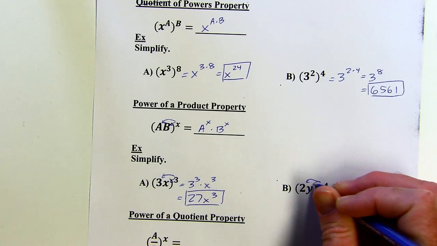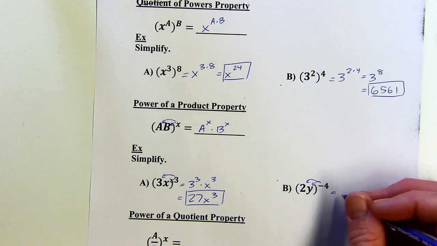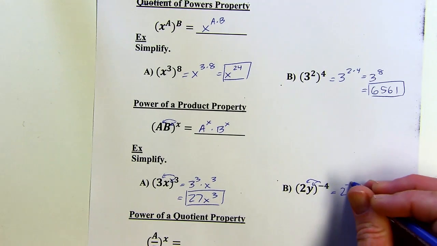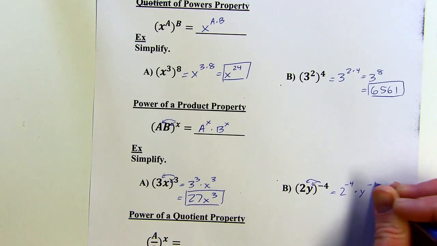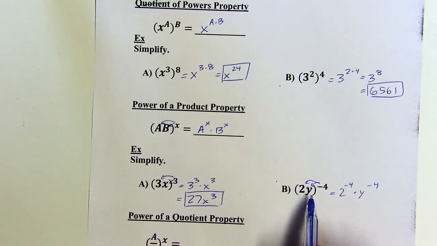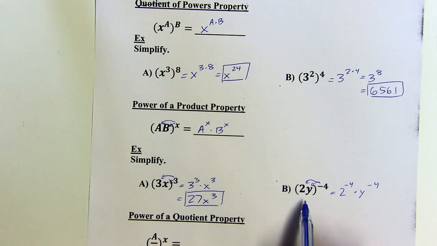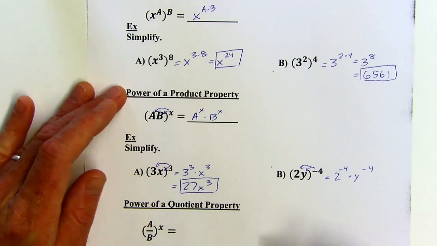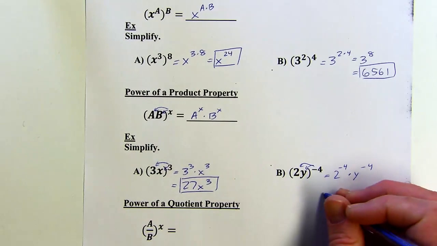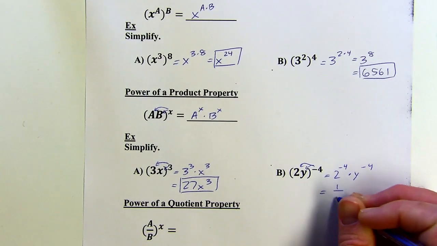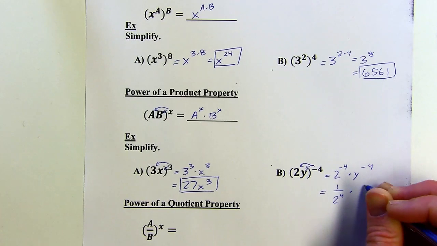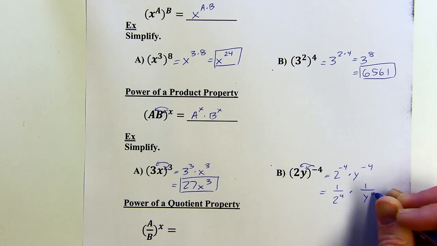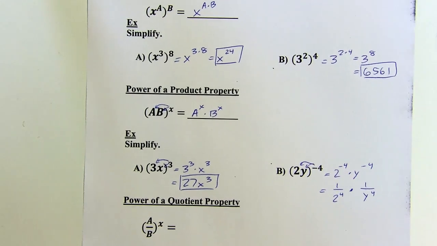So I'm going to take 2 to the negative fourth and y to the negative fourth. Now, you could also just put 1 over the quantity 2y to the 4th power. That would work, okay? But I was just trying to illustrate the power of a product property here. So then I would think of this as 1 over 2 to the 4th and 1 over y to the 4th to write it with positive exponents, okay?